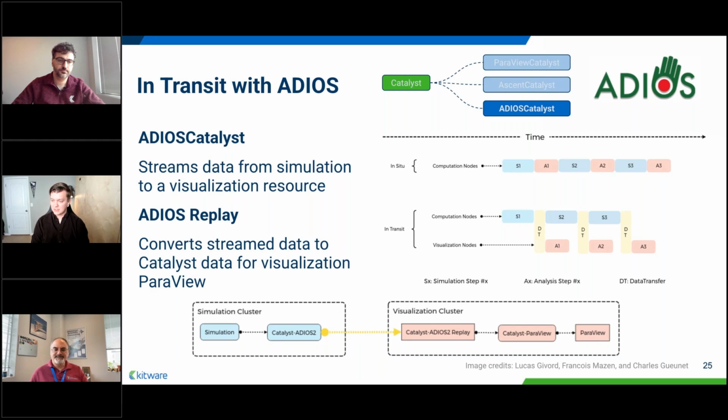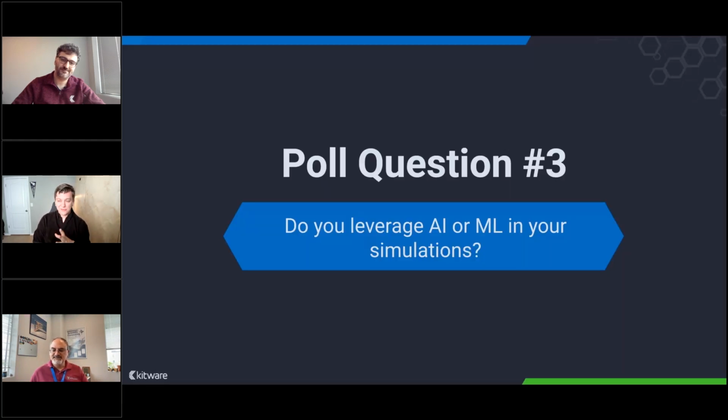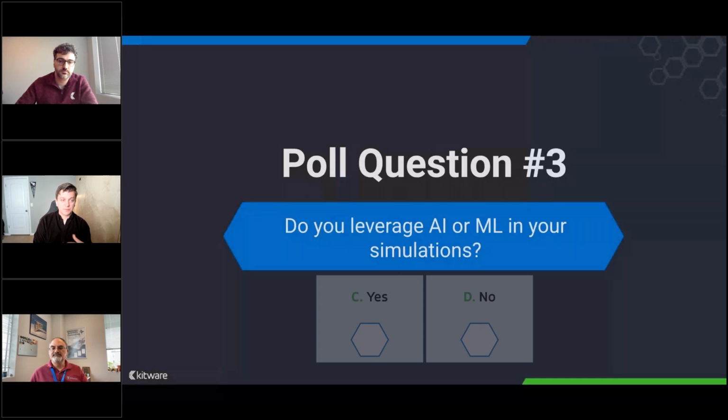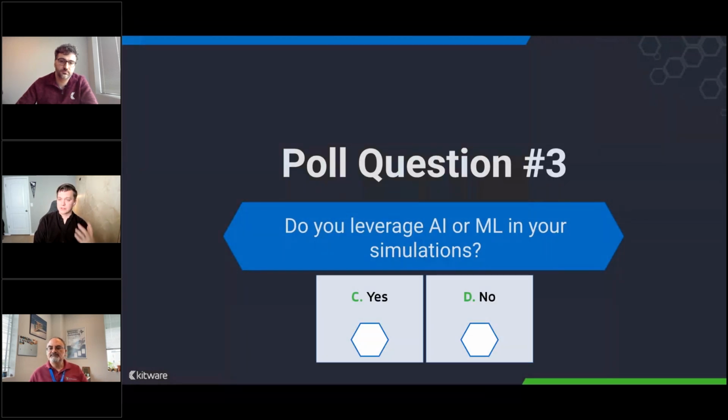All right, let's keep going. So, poll question. I think I hinted at this before. Do you leverage AI or machine learning in your simulation workflows? I'm especially interested if you are using data-driven techniques for physics, but if you're using large language models or generative AI, I'm very interested in that as well.